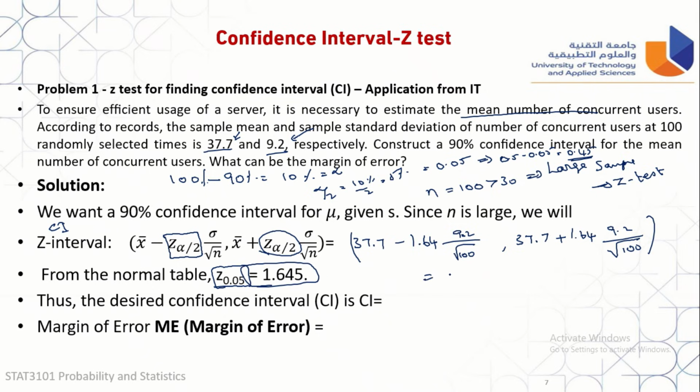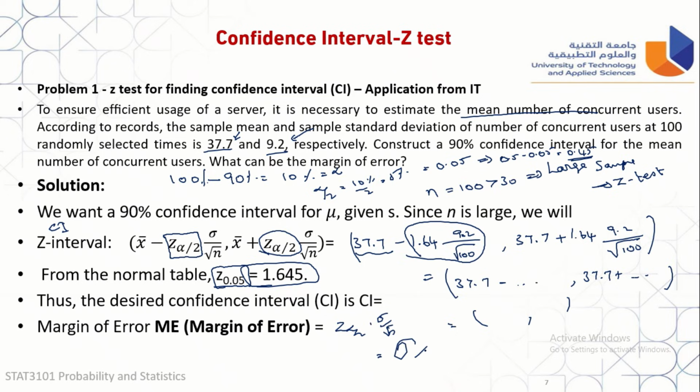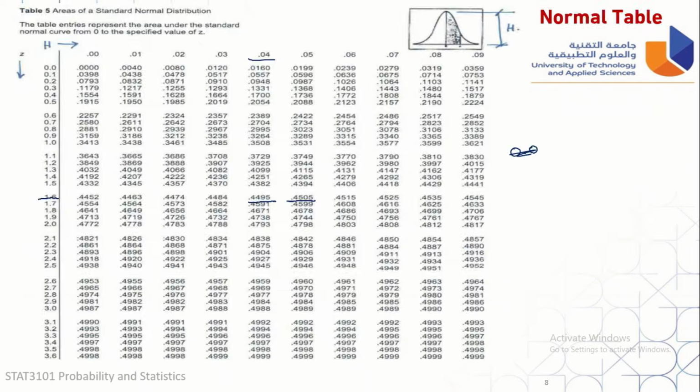Calculate this, and as I informed you many times, use this number 37.7 and then plus minus. Calculate this separately with your calculator. Write your answer, and then write your final answer. And the margin of error is given by z alpha by 2 into sigma by root n. Calculate and write that answer as a margin of error.